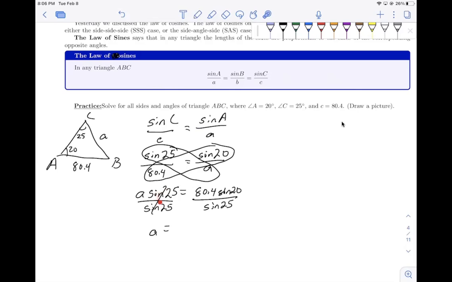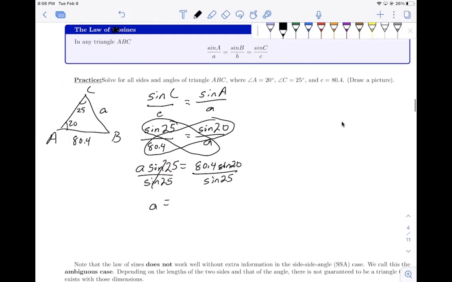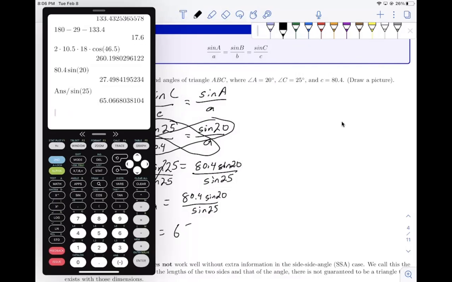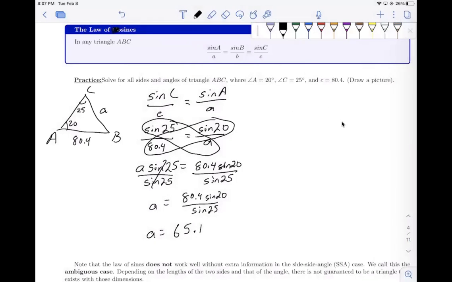As we pointed out before, if you don't like sine of 25, since you have the angle measure, it's just a number now. You can just plug that in and use the numbers. I like to wait until it's all on one side to plug into my calculator. So side A is 80.4 times sine of 20 over sine of 25, which is going to be, let's see, 65.1. Okay, so this is going to be 65.1.